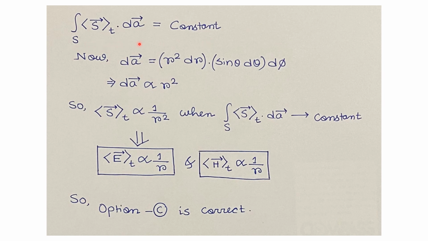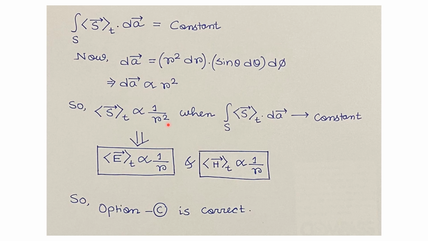In the surface integral, this dA vector is the differential surface area vector. Now, if we represent this dA vector in the spherical polar coordinate, then it will become r square dr sine theta d theta and d phi. So basically, dA vector is proportional to r square. So if the surface integral is constant, then it will lead to this time averaged Poynting vector being proportional to 1 by r square, so that this surface integral will be constant.